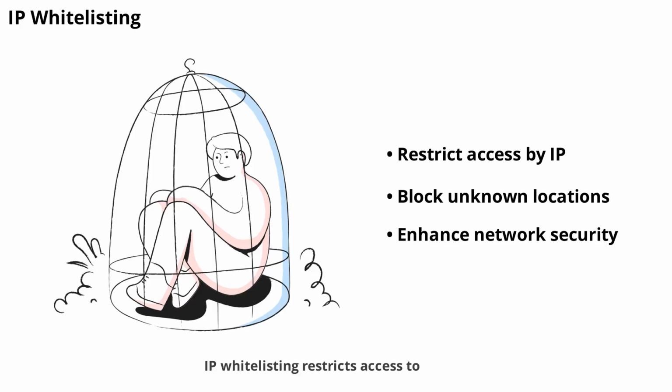IP whitelisting restricts access to your customer support software to specific, approved IP addresses. This means only users connecting from trusted networks like your office can log in. It's a powerful way to block unauthorized access from unknown locations. While it may not be practical for all organizations, enabling IP whitelisting where possible adds a strong layer of defense.